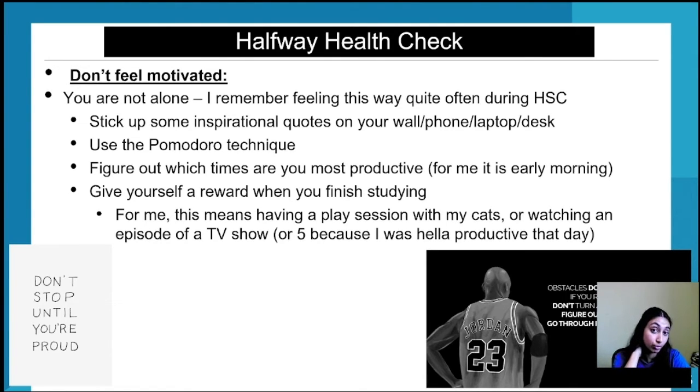So also something to try if you haven't tried already. This one's big. Figure out which times of the day you are most productive. For me, it was really early morning. I personally am someone that would be productive if I wake up at 4 a.m. or 5 a.m., which is so annoying because who the heck wakes up at 4 a.m. and studies? That just sounds like psychotic.